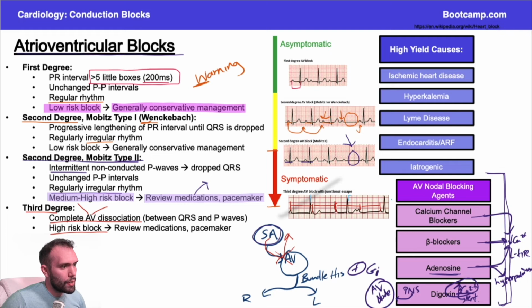So here are my QRS complexes. All of these intervals are actually going to be the same. It's just that there's no relationship between the atria and the ventricles. The reason for that is because all of the signals in the atria are not getting through the AV node, but they're still conducting to the atria. So every time the SA node fires, it's going to send a signal to the atria, but that signal will not get through the AV node.